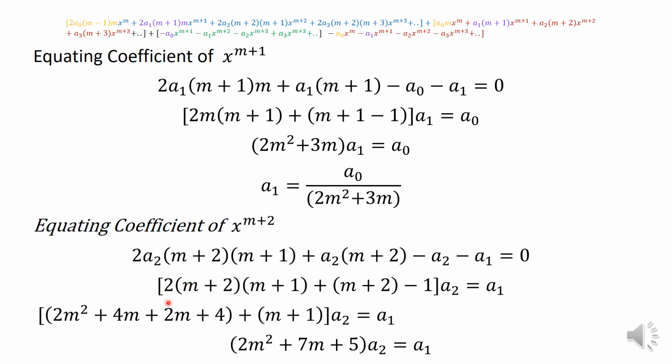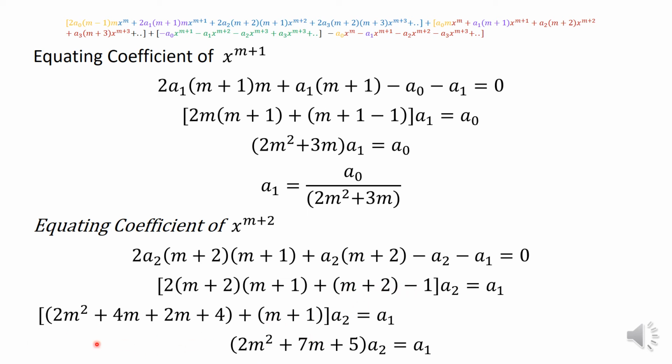Because if you multiply, in this we have to multiply this by m first. Then it will be 2m square, 2 plus 2, 2 into 2, 4, multiplied by m, 4m. Then we can take the 2m as such, and 2 into 4 as such, plus m plus 1, because m plus 2 minus 1 will be m plus 1.